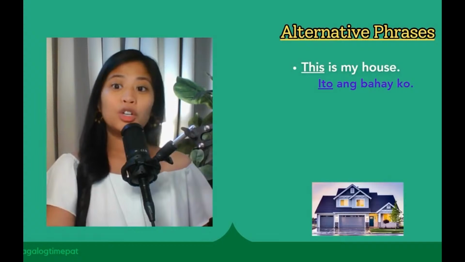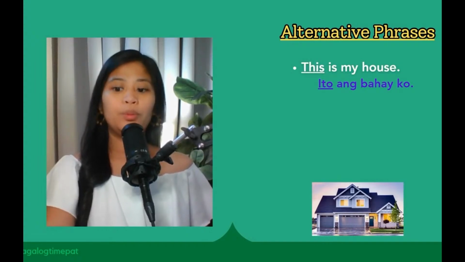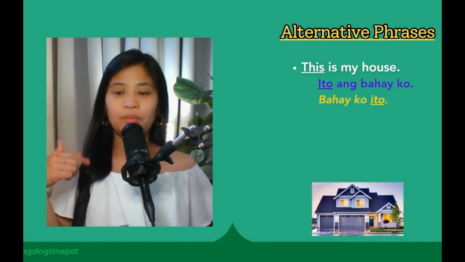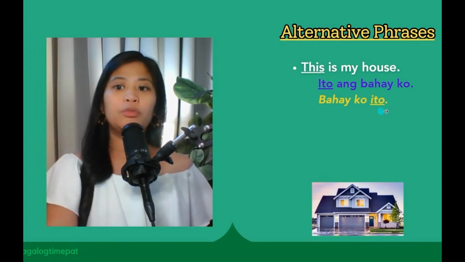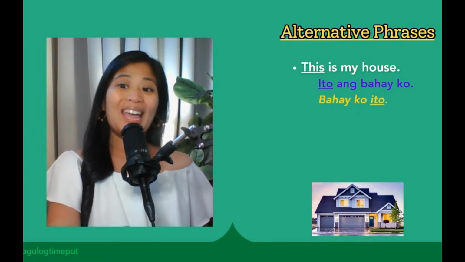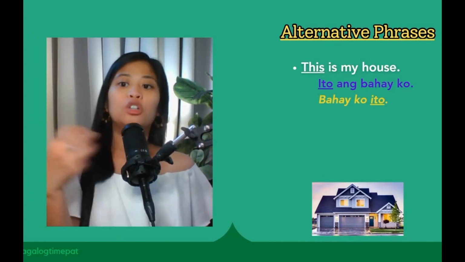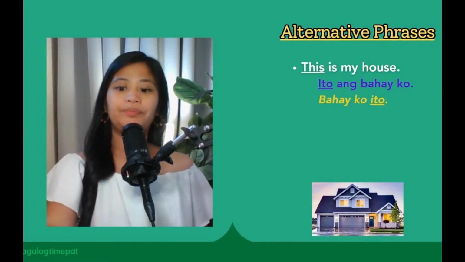Now there is an alternative way to say these phrases, which is still correct. So this is my house, we just learned, ito ang bahay ko. You might also hear it as bahay ko ito. So it's using that demonstrative pronoun ito, and then there's the object and there's the pronoun. So the word order is switched up and we took out the word ang. It's just kind of included in that phrase already. Bahay ko ito, this is my house.